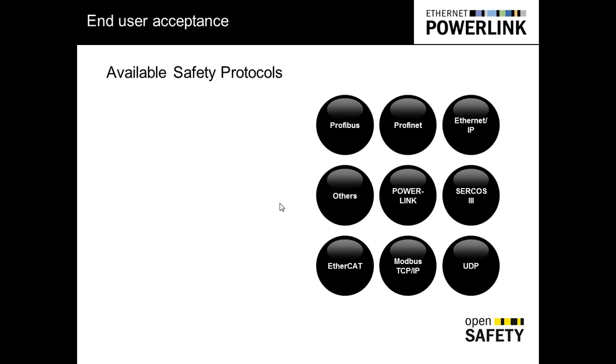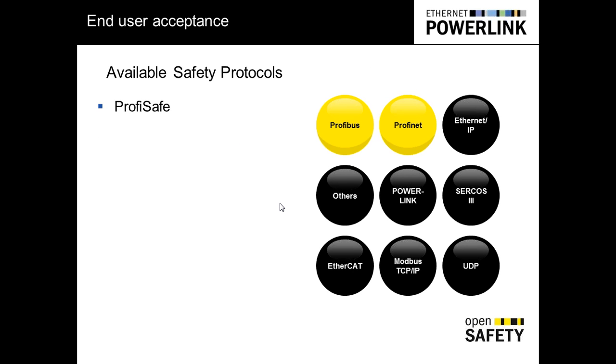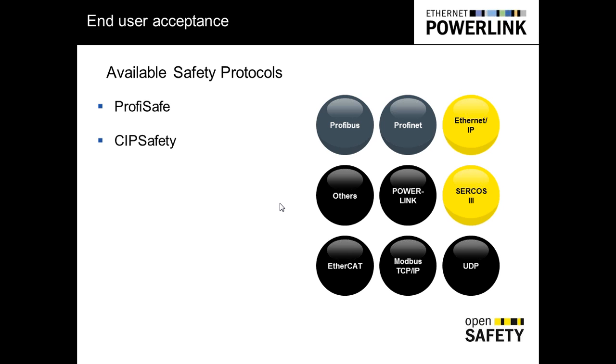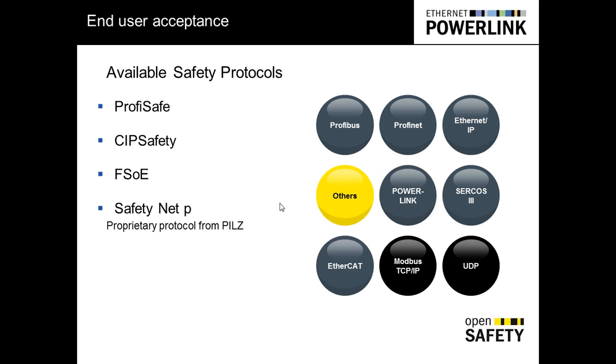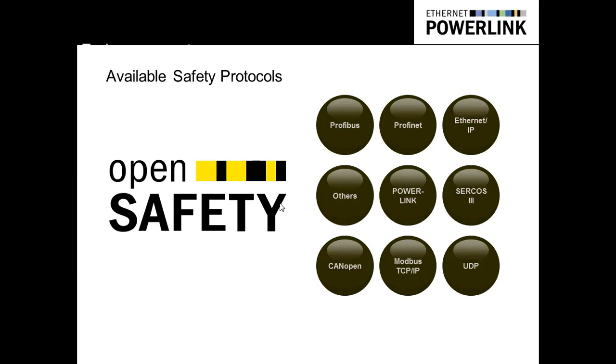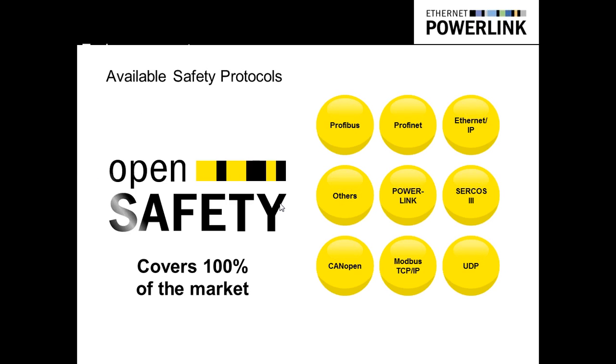So there's a bunch of safety standards out there on the market. You have ProfiSafe running on Profibus and Profinet. You have CIP Safety running on EtherNet/IP and ControlNet. You have FSoE running on EtherCAT, and then there's some other standards. But the nice thing about Open Safety is that it is bus independent, so you can actually run Open Safety on any of these buses.